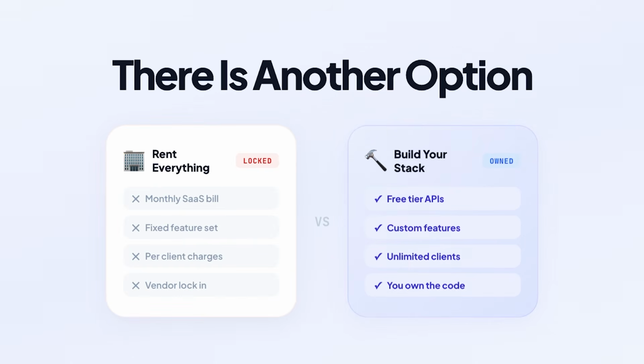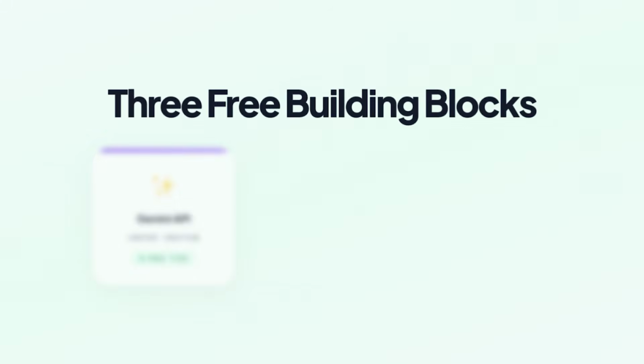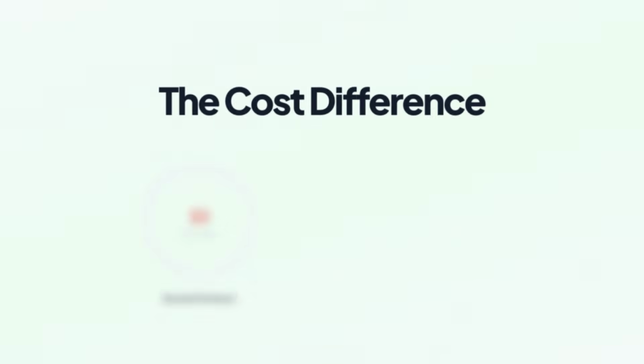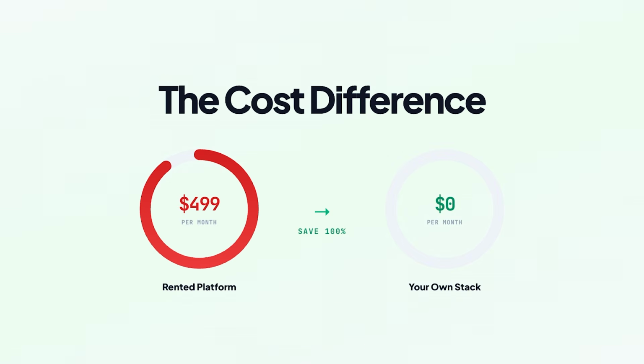Instead of renting the entire system, you can build parts of it yourself using Google's Gemini API, Google Apps Script, and the official APIs provided by supported social platforms. I call this the zero overhead social stack. The goal is simple. Keep your starting software costs as low as possible by using free tiers and tools you already have access to. Then monitor your usage as your client workload grows.